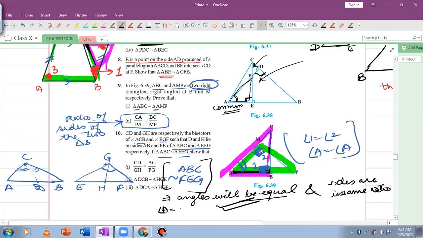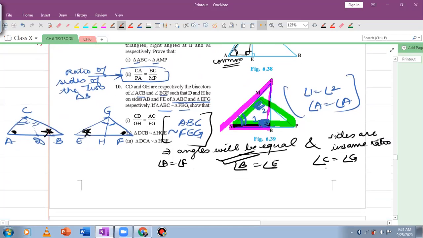So angle A will be equal to angle F. You can just mark it. It is flipped, so look carefully, because A is on the left, F is on the right side. Then angle B is equal to angle E. I'll just mark that as well. And then angle C will be equal to angle G. Now these are the angles which are getting bisected.